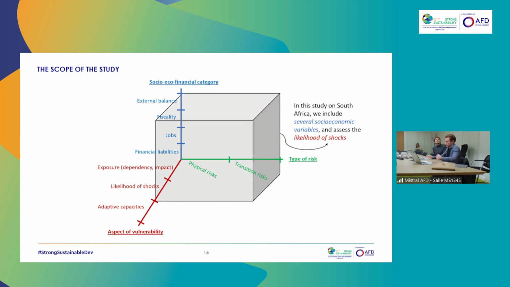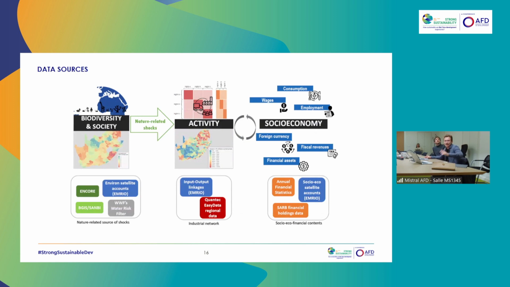This is now another view of the framework where it is more clear the kind of data we will use. For the nature-related shocks, we'll use the ENCORE database for the dependencies on ecosystem services and some spatial data on the states of ecosystem services and the state of ecosystems themselves. It will be clear afterwards. For activity, we'll use input-output tables and a map of economic activities within South Africa. And for the socioeconomic exposure, we mainly use the socioeconomic satellite accounts of the input-output database, and also additional financial data from different sources.